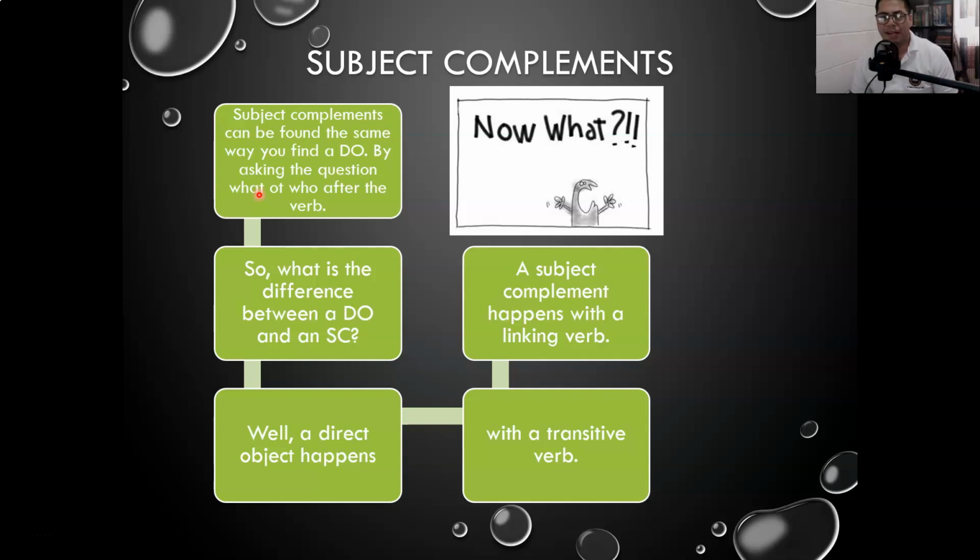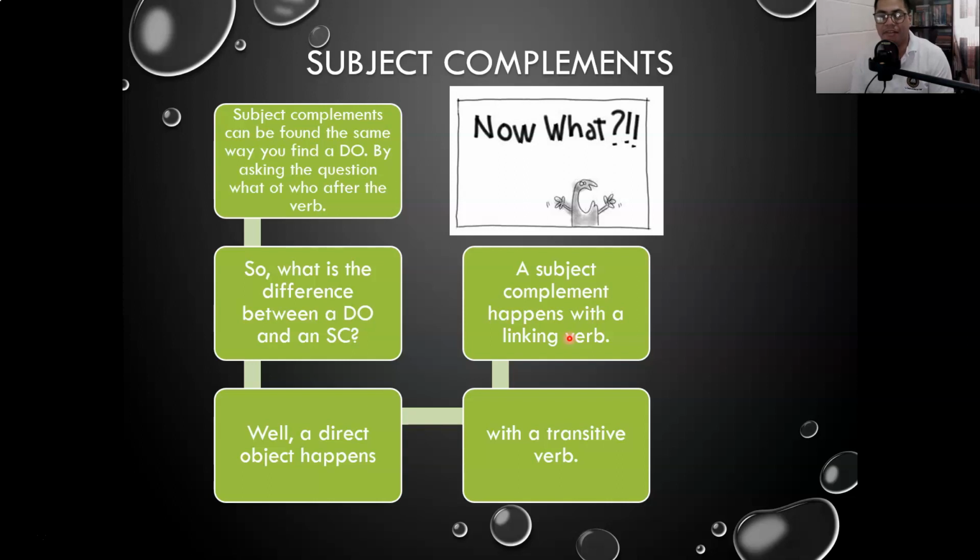So you may be saying right now, what? If it answers the question what or who or whom after the verb, what is the difference between a direct object and a subject complement? It's the same thing. Well, relax, take it easy, don't worry. See, a direct object happens with a transitive verb, right? You need a transitive verb to have a direct object. And to have a subject complement, you need another kind of verb. You need a linking verb.